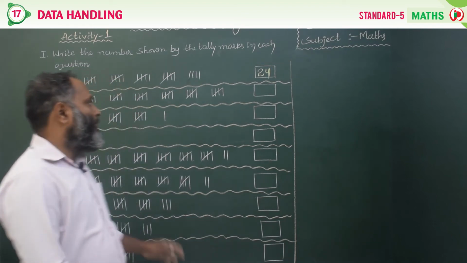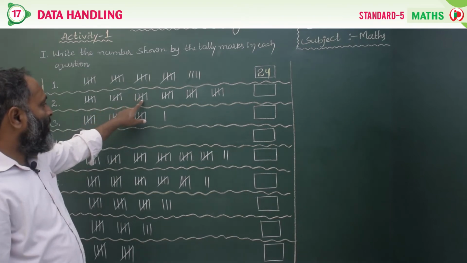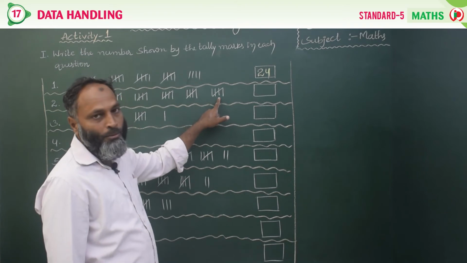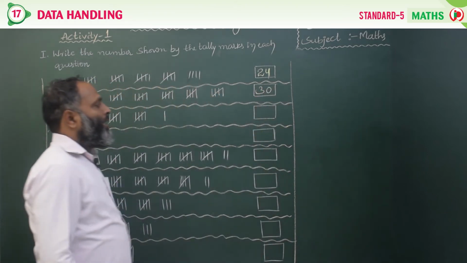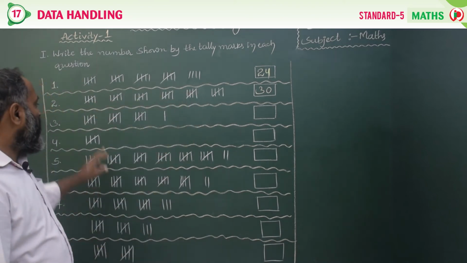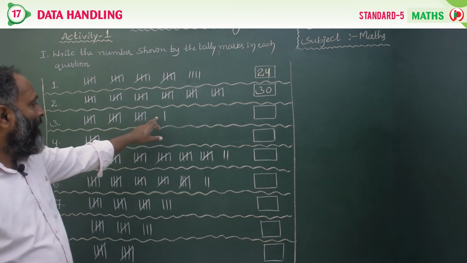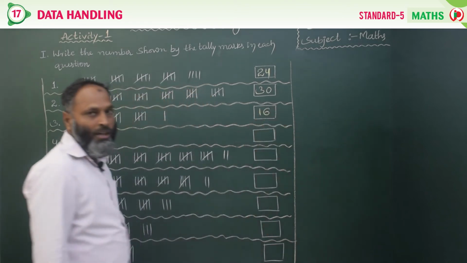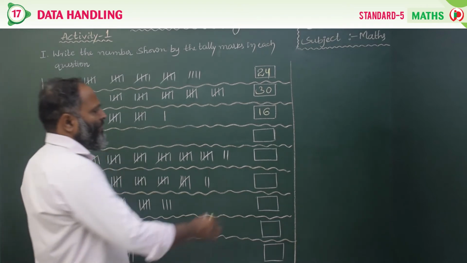Now, in the second one, this is 5, 10, 15, 20, 25, this is 30, a complete group, 30 here. The total is 30 observations. It means 30 tally marks here. Now, this is 5, 10, 15, this is 16, the total is 16. Now here only one group, so that is 5.